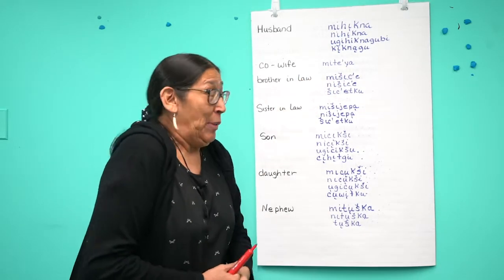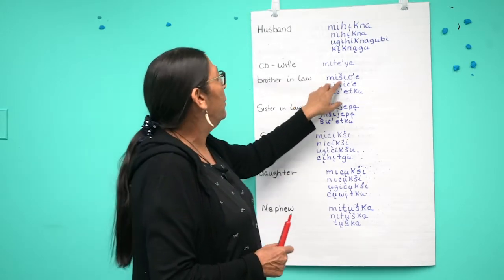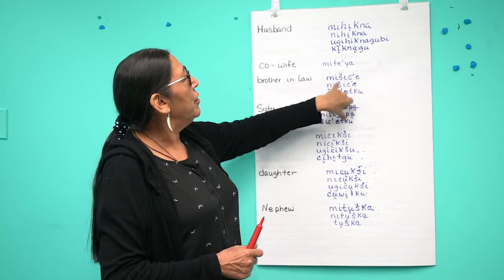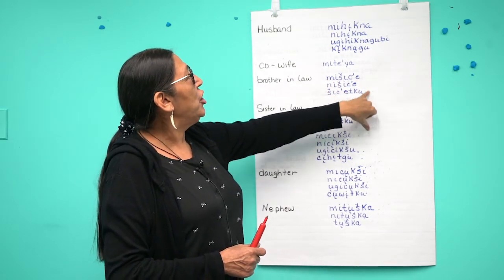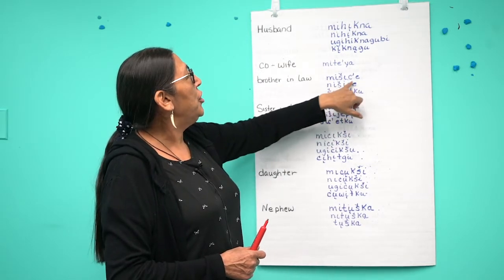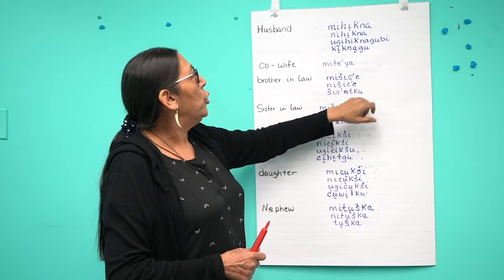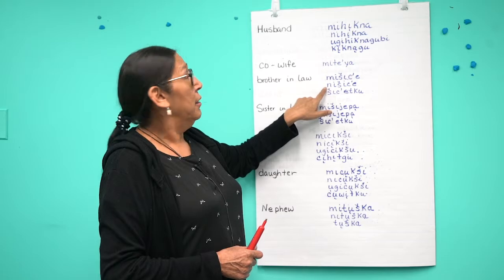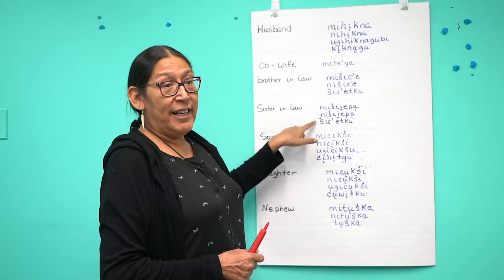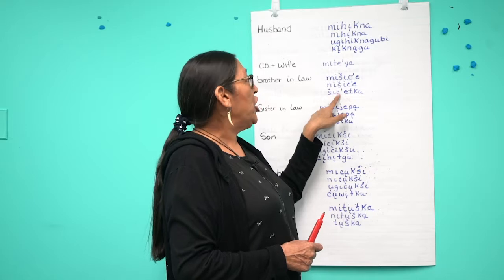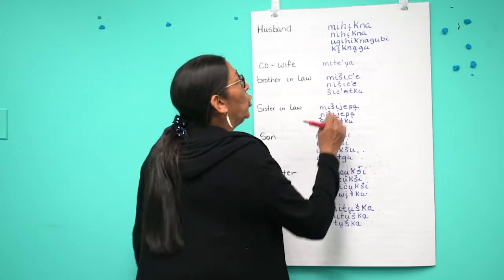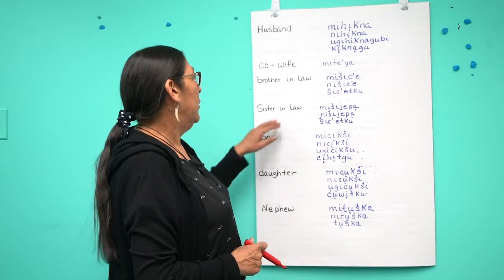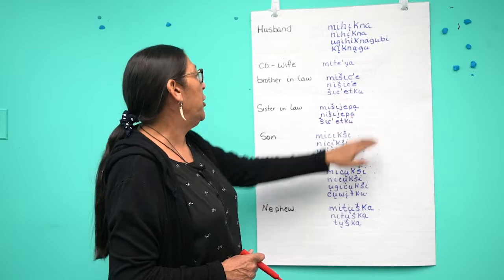Okay, now let's go on to my brother-in-law. Mishich, nishich, shich itko. See, you hear that e at the end? Shich etku. There we go. My brother-in-law, your brother-in-law, his or her brother-in-law.